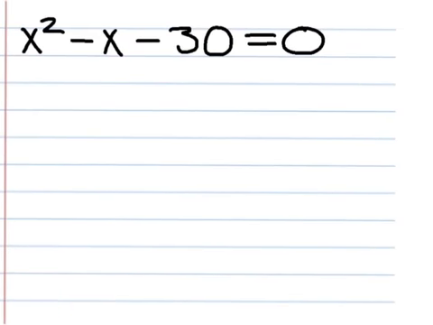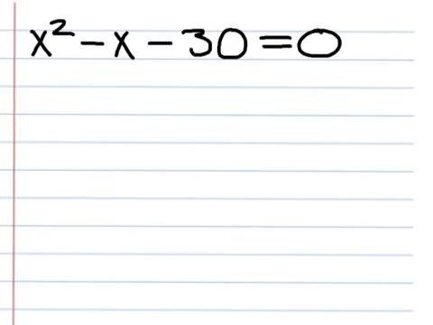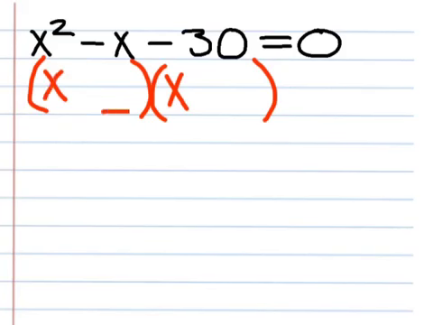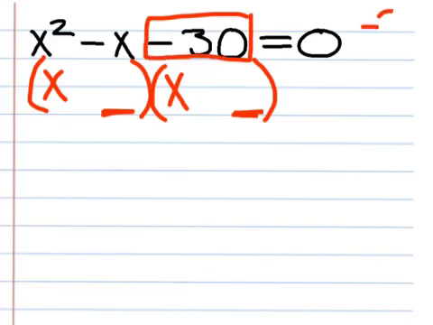Example number 1. This is what we did yesterday. What do we want to do first? We want to find the factors of x squared minus x minus 30. So we need to find what goes here and what goes here, which means we need to look at our -30. We want the factors of -30. What are the factors of -30? What two things can we multiply together to give us -30?